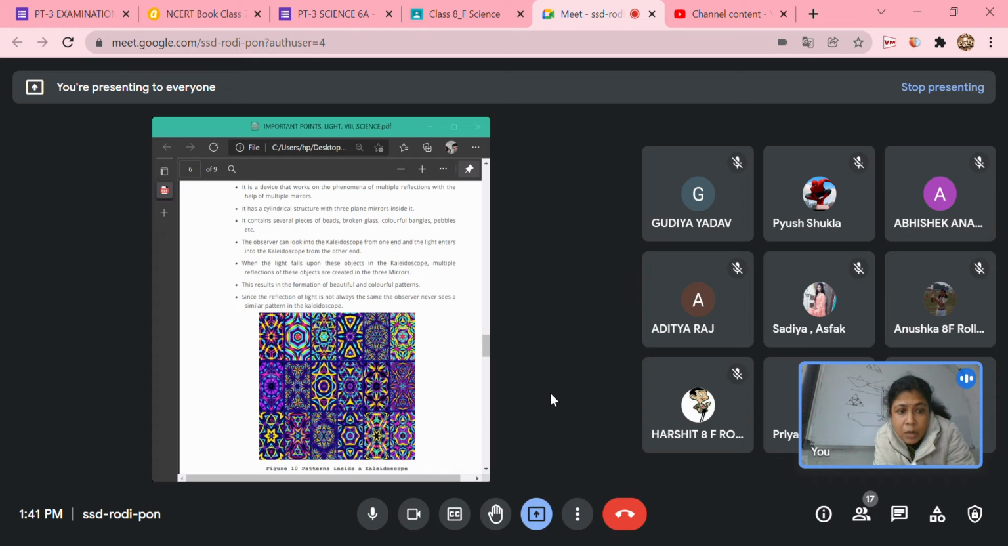Just now continue, Abhishek. The observer can look into the kaleidoscope from one end, and the light enters the kaleidoscope from the other end. When the light falls upon these objects, multiple reflections of these objects are created in the three mirrors. This results in the formation of beautiful colored patterns. Since the reflection of light is not always the same, the observer never sees a similar pattern in the kaleidoscope.